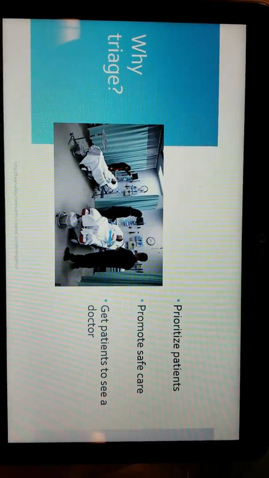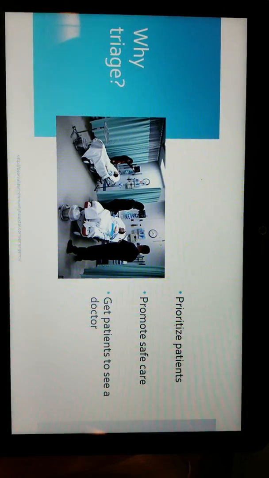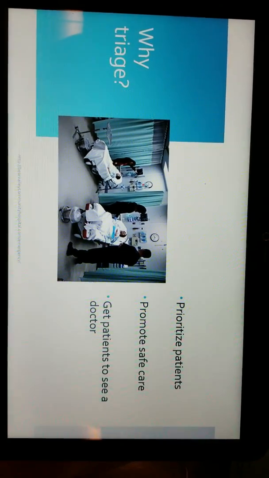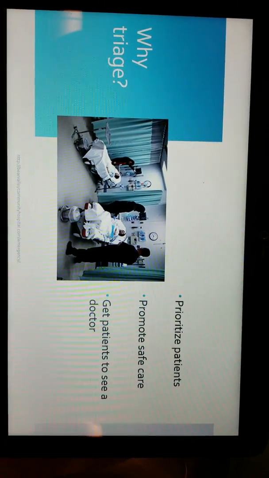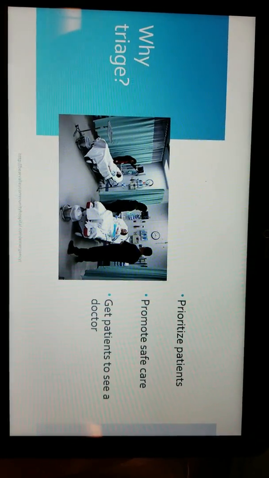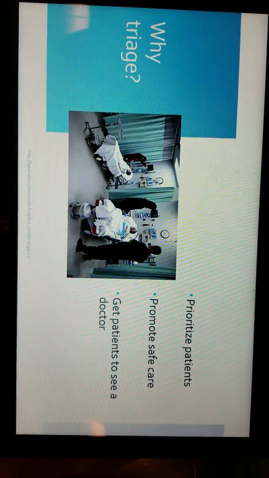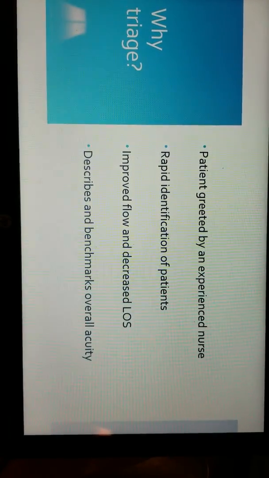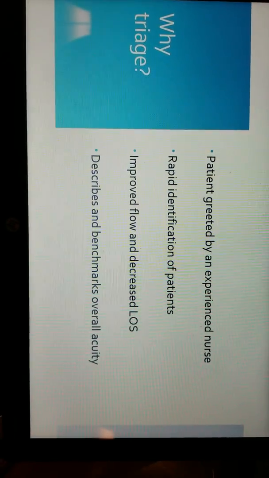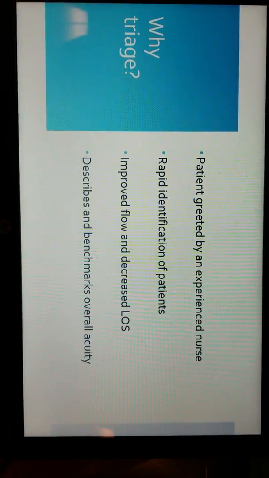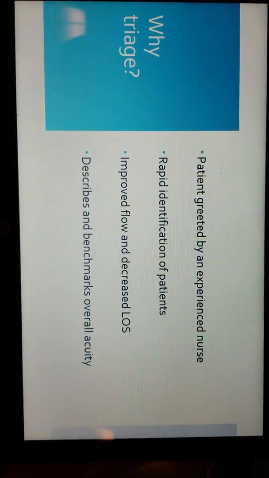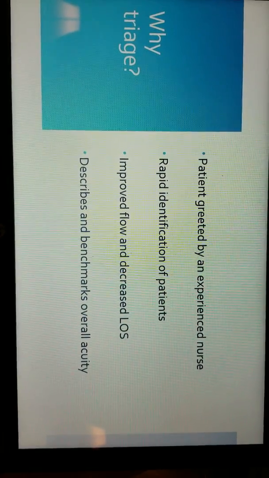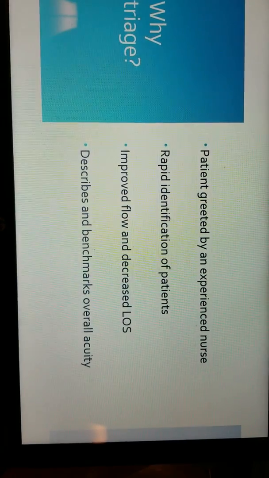The goal of triage is to prioritize patients and promote safe patient care. The bottom line is triage does help us to get our patients to see the doctor faster, because let's be honest, wonderful as nurses are, patients don't come to the hospital as a general rule to see the nurses. They come to see the doctors so that they can get treated. In a hospital setting, triage allows for each patient to be greeted by an experienced nurse. Very rarely do nurses without a fair amount of experience start out in the triage role. Most hospitals have some sort of a process for introducing you into the triage position.